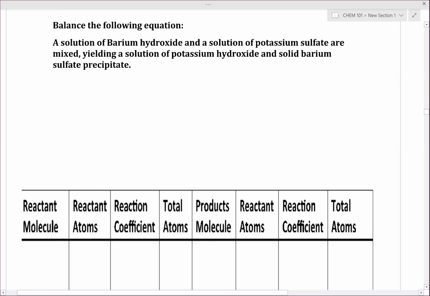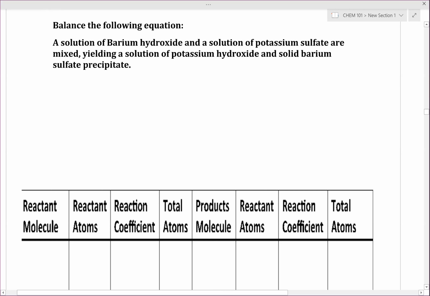Everything going okay? Yep, your formulas are correct. Everything going okay? Yep. Barium is barium 2 plus. Sulfate is sulfate 2 minus. Cross should be 1. Okay. Everything going okay?